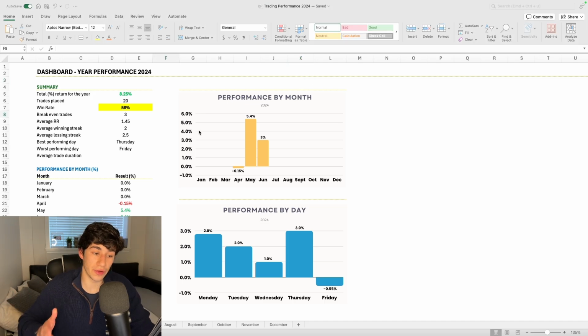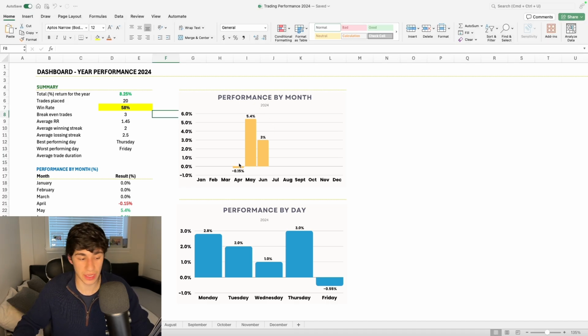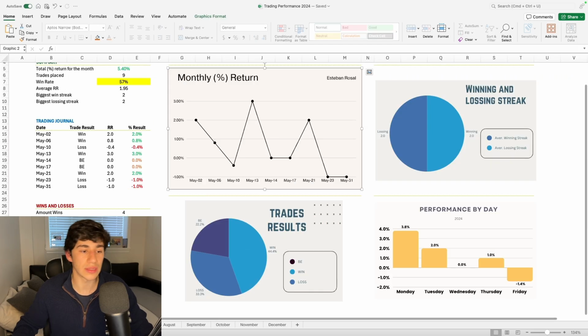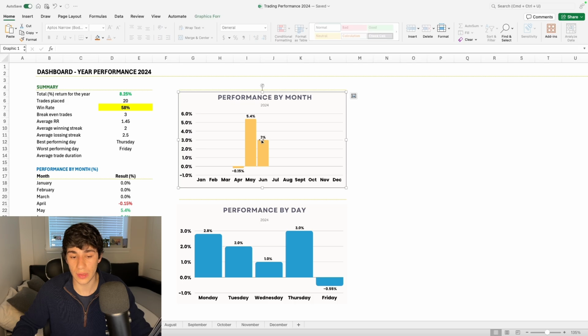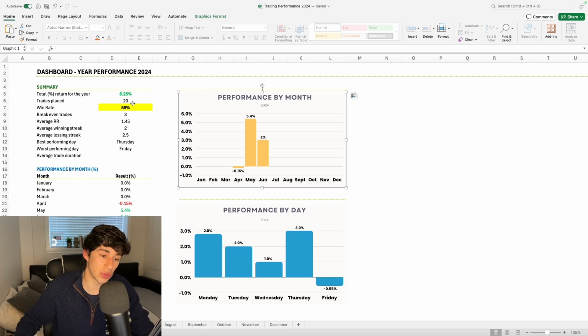So for the year right now I'm at an 8.25% profit. We can see here in this graph, in April I had a minus 0.15%, so I ended the month in negative, as I explained to you guys. In May, I did 5.4%, right? Which was actually, let's see it here, 5.4% profit. And then in June, I'm currently at 3% profit, which adds up to a total of 8.25% for the year right now.